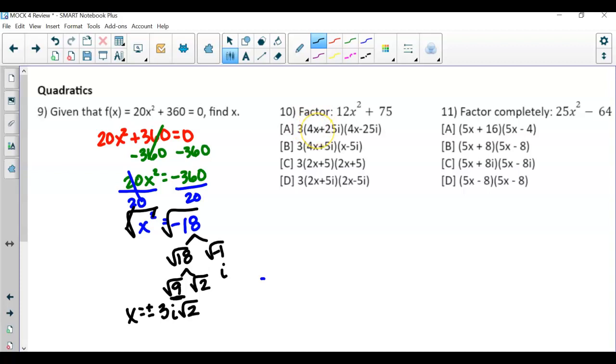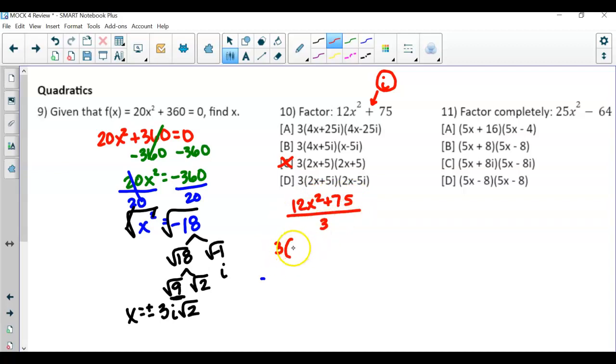Question number 10. We are back to factoring, but notice how it's a special case of 2 terms. Because I'm adding, I do need i in my final factored form. So I'm going to mark off C because there's no i here. I do notice from my answer choices, I have a GCF of 3. So here I'm going to rewrite it, but now take out that GCF of 3.